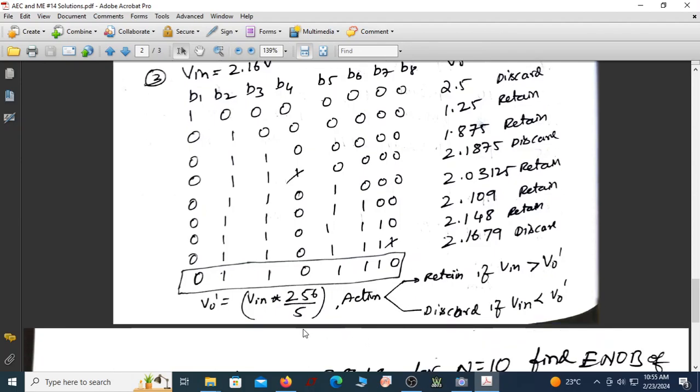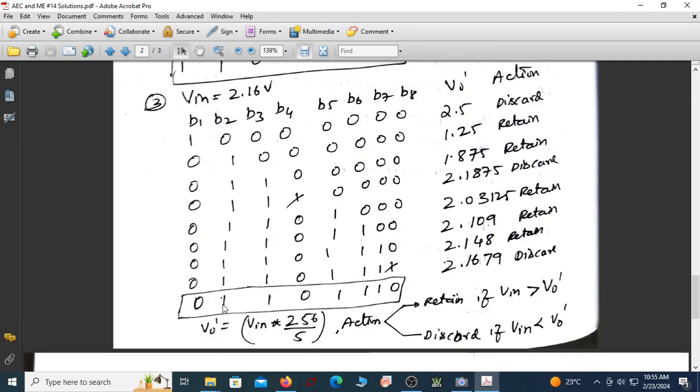Of course, the action that we are taking here is. Oh, sorry, this is not V naught dash. I don't know why I wrote it as V naught dash. This is actually the number of LSBs. Okay, what is V naught dash actually? Not V in.